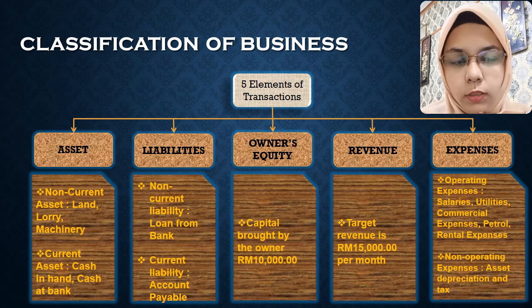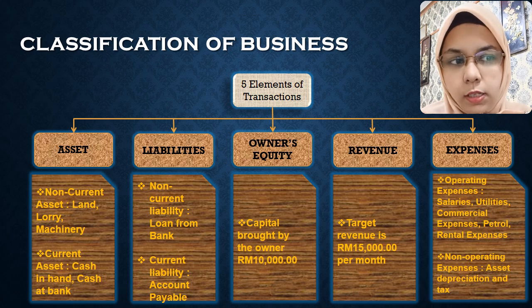For example, the non-current assets of this company are land, lorry, and machinery. The current assets of this company are cash in hand and cash at bank. The second element is liabilities. Liabilities are debts or financial obligations of the business that need to be settled to other parties. There are two types of liability, which are current liabilities and non-current liabilities.